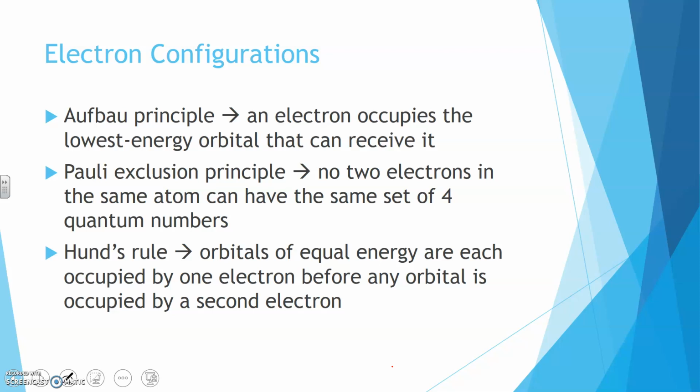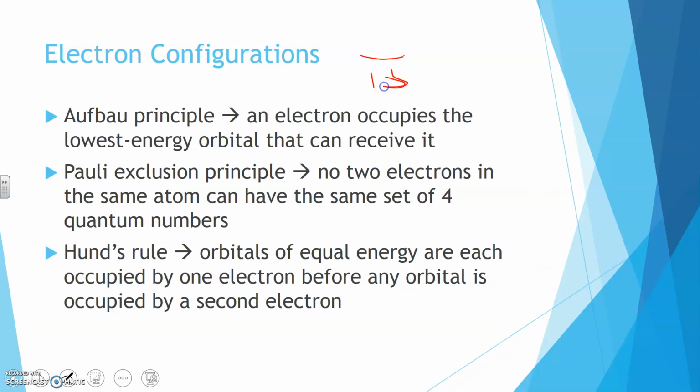All right, and now we also have Hund's rule. So Hund's rule is that orbitals of equal energy are each occupied by 1 electron before any orbital is occupied by a second. We also saw this in the last section when we were talking about our orbital notation.